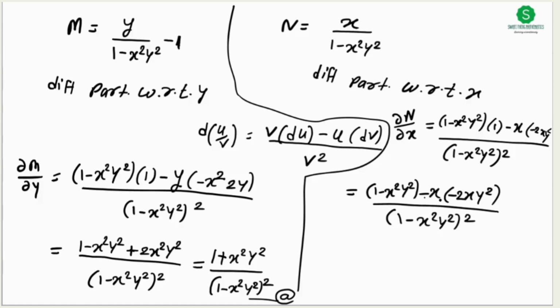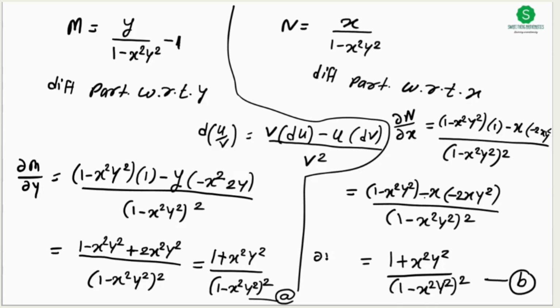Simplify this term. So this minus minus plus 2 times x square y square, and this x square y square. That means it is 1 plus x square y square divided by 1 minus x square y square whole square. So here this is our equation number B. So if we observe equations A and B, then again the right hand side is the same. That means left hand sides are equal.